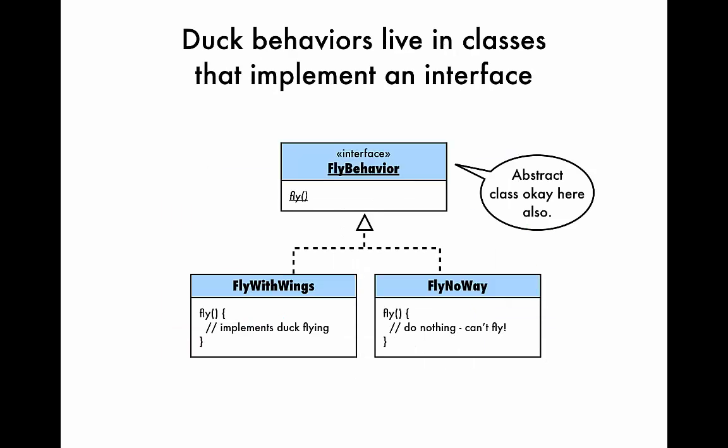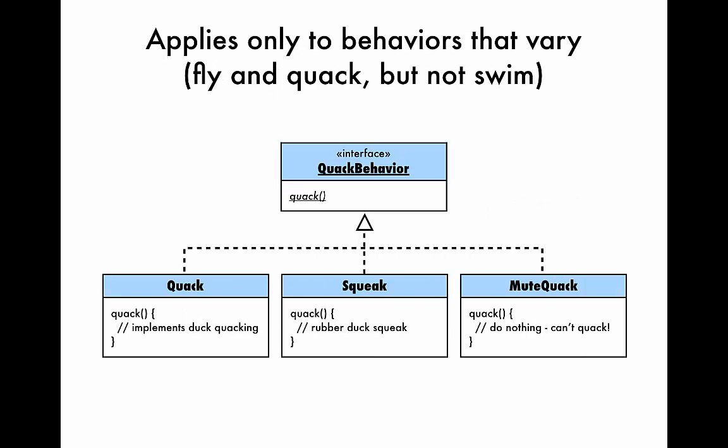So let's look at how we're going to implement our design. We have a FlyBehavior interface with a single method, fly. And we have two different implementations for it, FlyWithWings and FlyNoWay. We have something similar for the quacking behavior. We have a QuackBehavior interface and three different implementations: Quack, Squeak, and MuteQuack. By the way, notice that we are not doing the same thing for the swim behavior. We're assuming that the swim behavior is going to be implemented the same for all ducks, so we're keeping swim as a method in the abstract duck class.